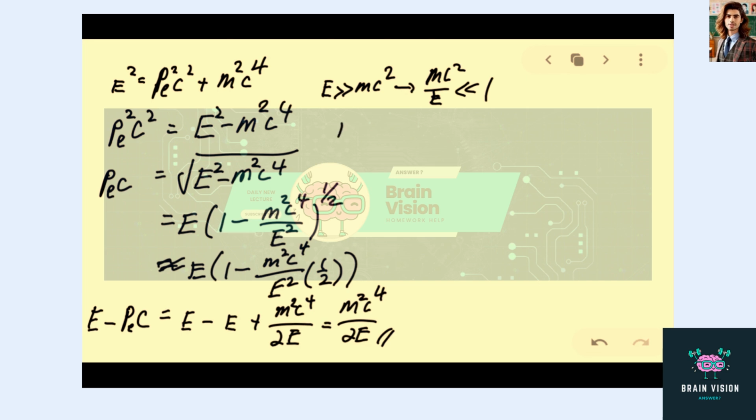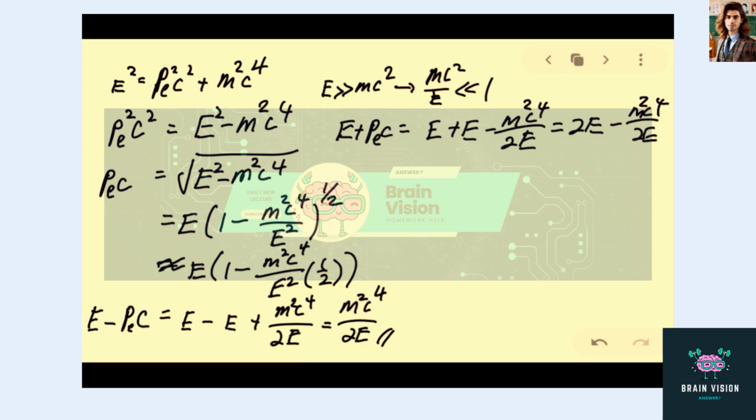On the other hand, for E plus pc, this will be E plus E minus m squared c^4 divided by 2E, which in this case has two terms. We have 2E minus m squared c^4 over 2E, and because this term is much smaller than E, we can approximate this to just be 2E, just the first order.